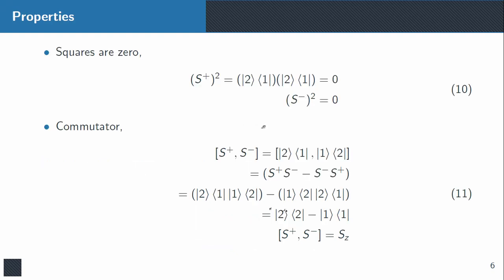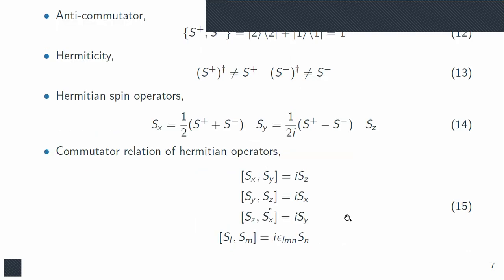So there are some properties of these spin down and spin up operators. Their squares are zero, and their commutator gives us the population difference operator as given in equation 11. And their anti-commutator follows the completeness relation of the basis. We could notice in equation 13 that they are not Hermitian, as they are not physical observables, so they do not give real eigenvalues.